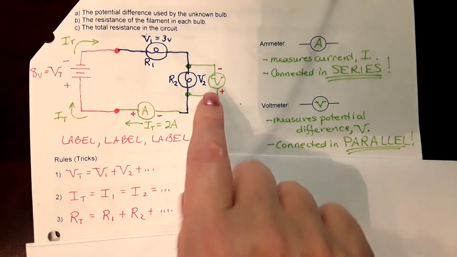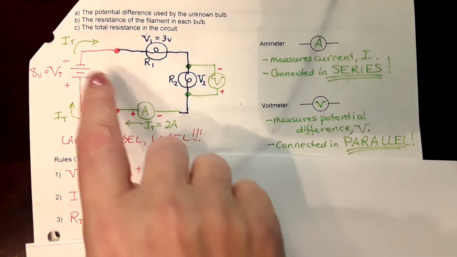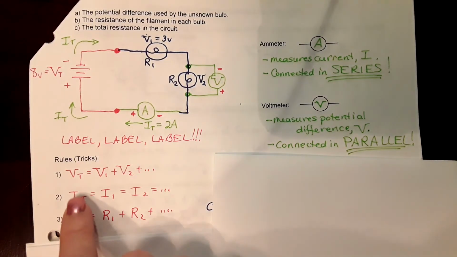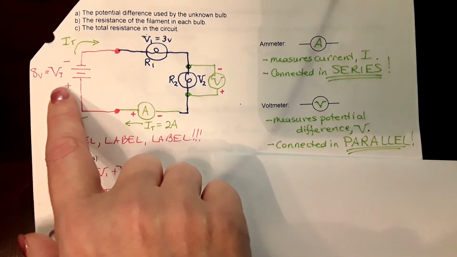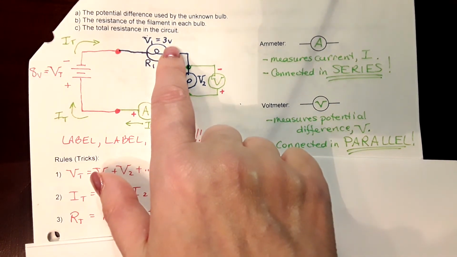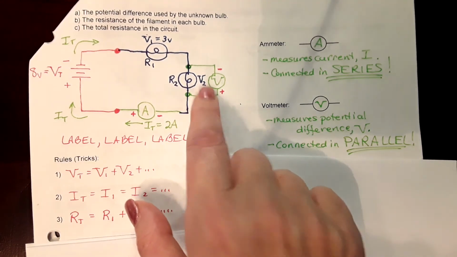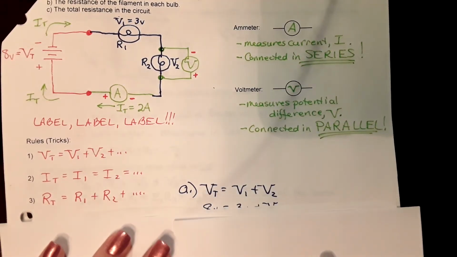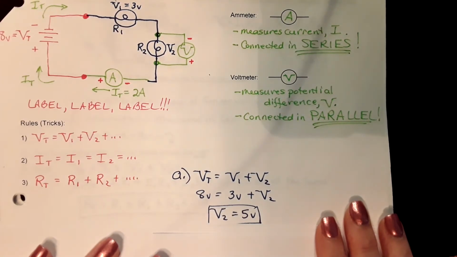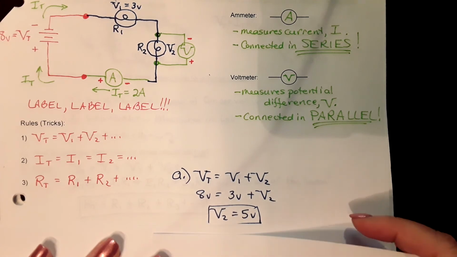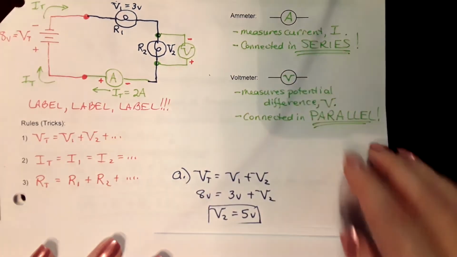What trick do we want to use? Well, we're trying to find the potential, so let's look at the potential rule. We know the total is the sum of the individuals, and look, we know the total is 8. This bulb uses 3 of the 8. So what's left for this bulb to use? The trick tells us, and so does our common sense, 5 volts of potential. Okay? 5 volts of potential difference. So now we know V2.